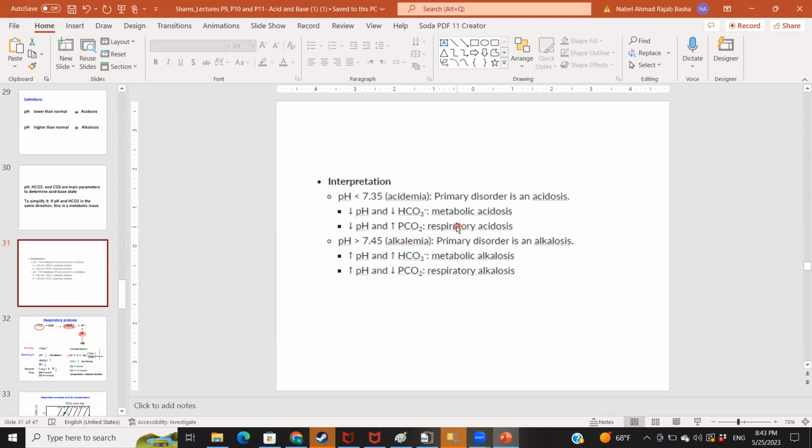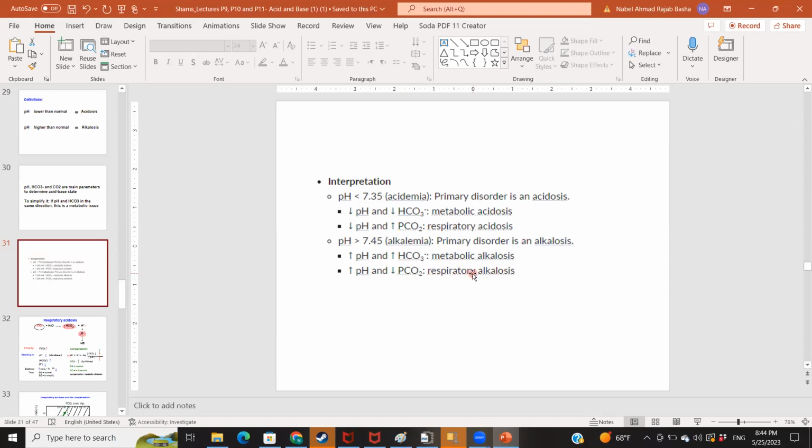Now, the same concept applies to alkalemia or alkalosis. pH is high, and we look at bicarbonate. Is it going in the same direction as pH? Then this is metabolic. And the pH is high, so this is alkalosis. If they are not going in the same direction, it should be a respiratory problem. Of course, this is an oversimplification, and in clinical practice, you don't do that. But for the sake of the exam, you can do this. You can rely on this method.